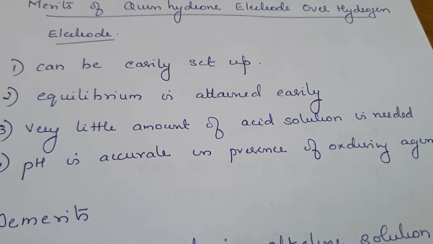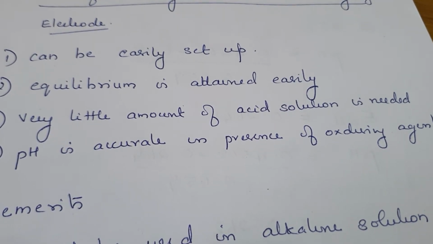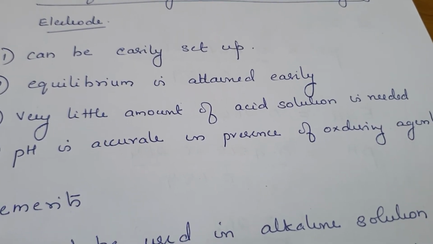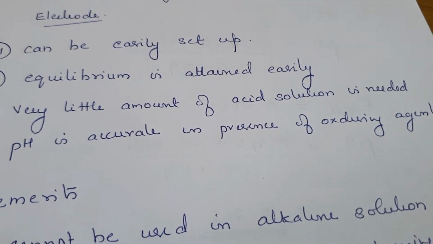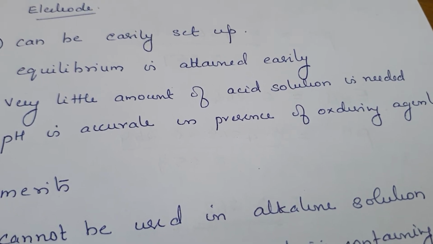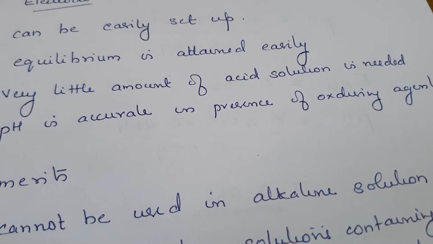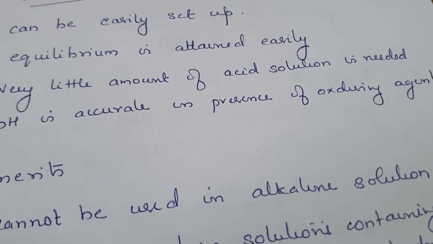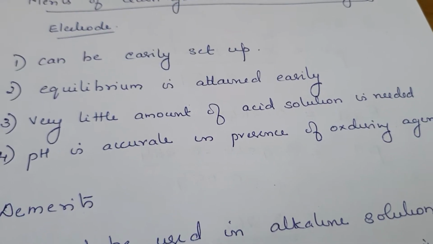Then very little amount of acid solution is only needed. For making the reaction happen, we need a little amount of acid only. Then pH is accurate even in the presence of an oxidizing agent. In the case of the hydrogen electrode, one of the disadvantages was that it cannot be used in the presence of a strong oxidizing agent. But in the case of quinhydron, you can use it. So those are the merits.